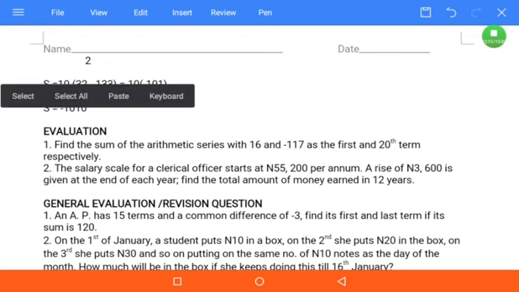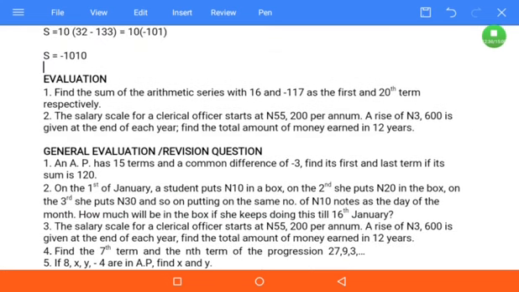How do you find the sum? In this case, you use n over 2. Find the sum of the series. The 20th term is the last term, and that is n. N is 20. N over 2, n is 20. Can you see that? Into a, which is 16, plus l, because the last term is minus 117. Very simple. That would use a plus l.